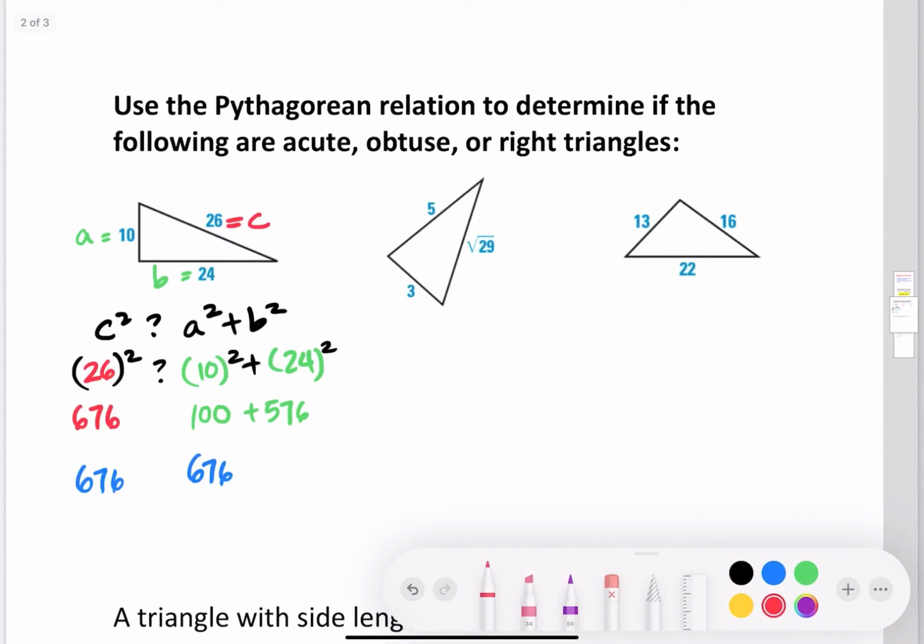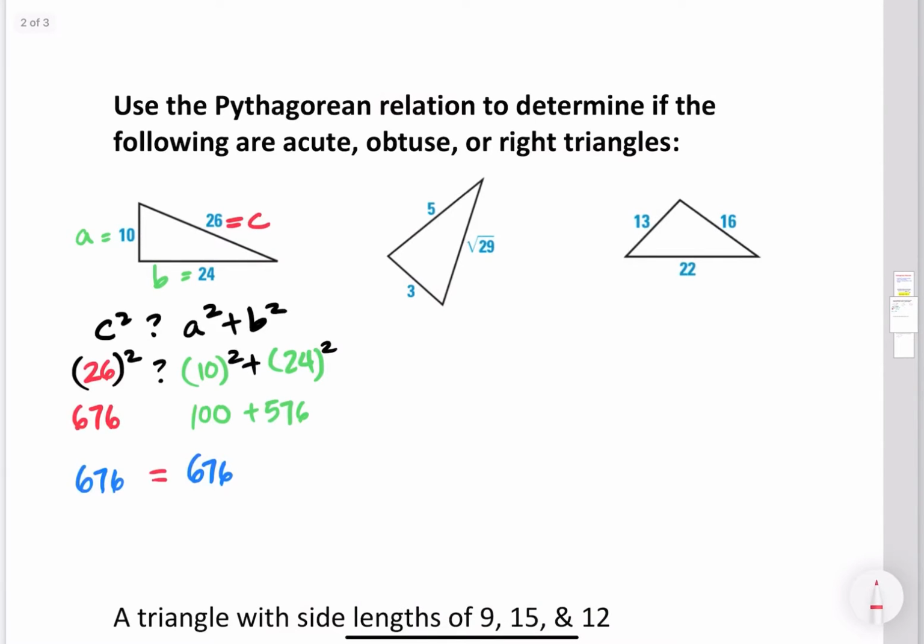So that means these two are equal to each other, and because they're equal, we now know that this is going to be a right triangle. So let's go ahead and try the next one. Let's take a look at the one in the middle first.